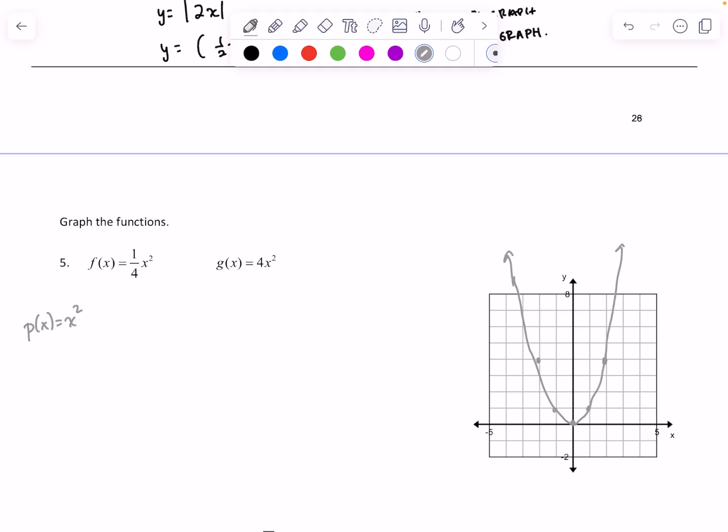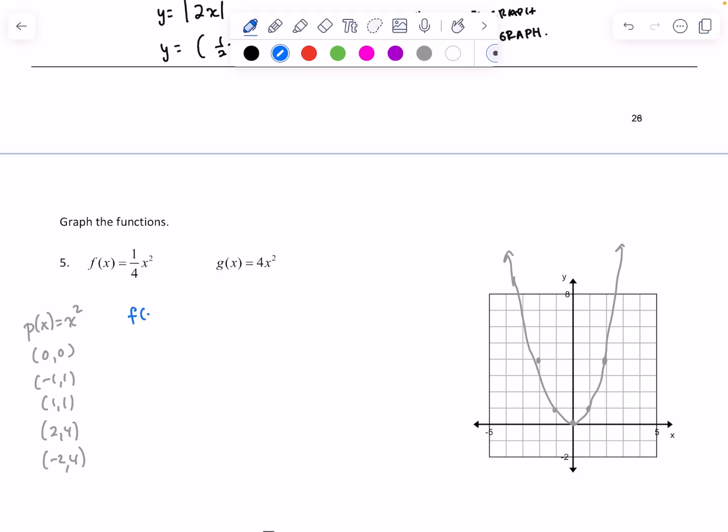Okay, so if we start off with f of x, let me write down those points so we can see what's happening here. Negative 1, 1, 1, 1, 2, 4, and negative 2, 4. I wrote them in a little bit of a weird order, but that's okay. Hopefully we can roll with that. So let's notice in f of x that the 1/4 is outside the parent function. So it means it's going to affect our y coordinates, which means we're going to multiply each of our y coordinates by 1/4 to get a new point.